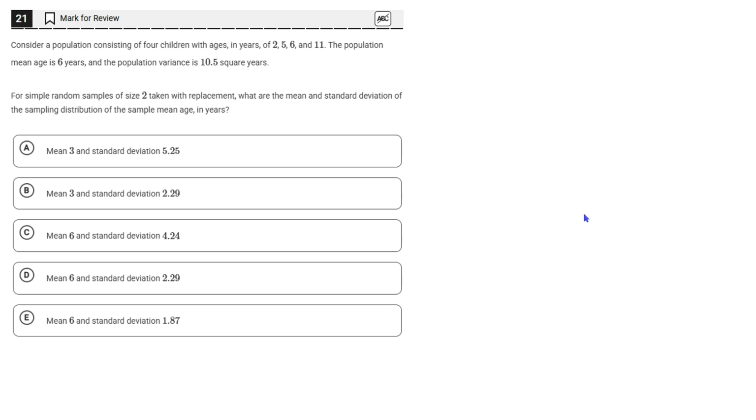Consider a population of 4 children, 2, 5, 6, and 11. Population mean is 6 years, and the population variance, this one I was working on with a student earlier, variance of 10.5 square years. What the heck is a square year? Don't worry about that. So our variance is 10.5, and a variance is the standard deviation squared. It's before you square root it. So if random samples of size 2 are taken with replacement, the mean and standard deviation of the sampling distribution of all samples of size 2 is we're still going to have a mean of 6 years.